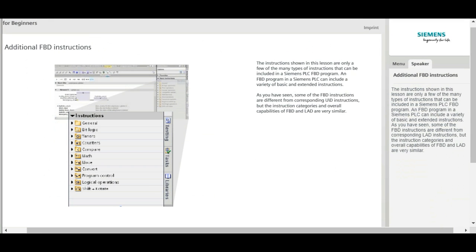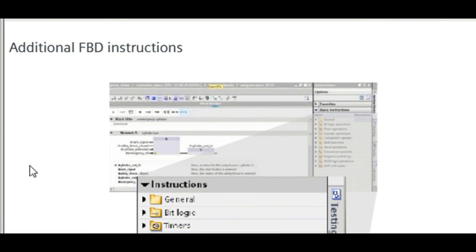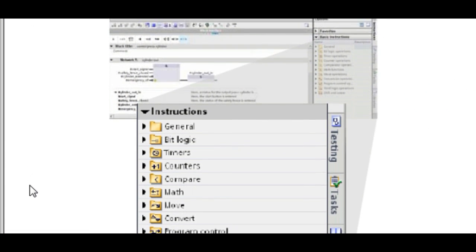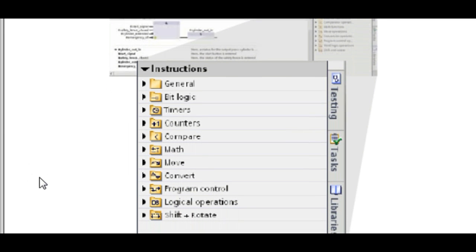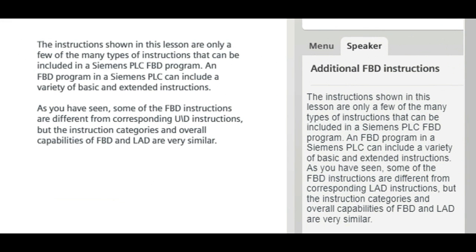The instructions shown in this lesson are only a few of the many types of instructions that can be included in a Siemens PLC FBD program. An FBD program in a Siemens PLC can include a variety of basic and extended instructions. As you have seen, some of the FBD instructions are different from corresponding LAD instructions, but the instruction categories and overall capabilities of FBD and LAD are very similar.